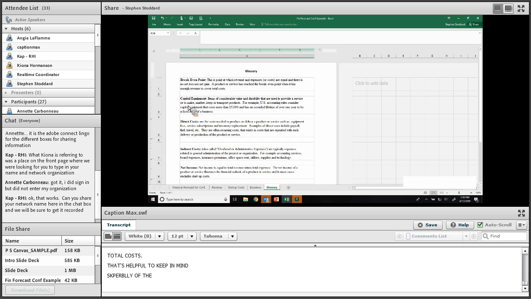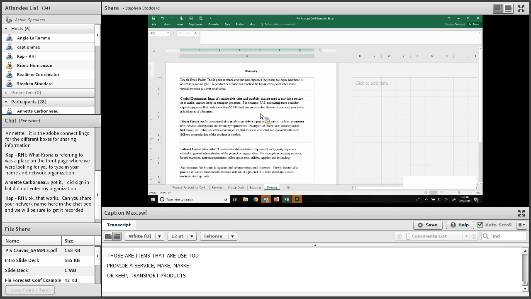So the first definition is break-even point, and this is the point at which revenue and expenses or costs are equal. And so there's no loss, but there's also no gain. It's just at that break-even spot.